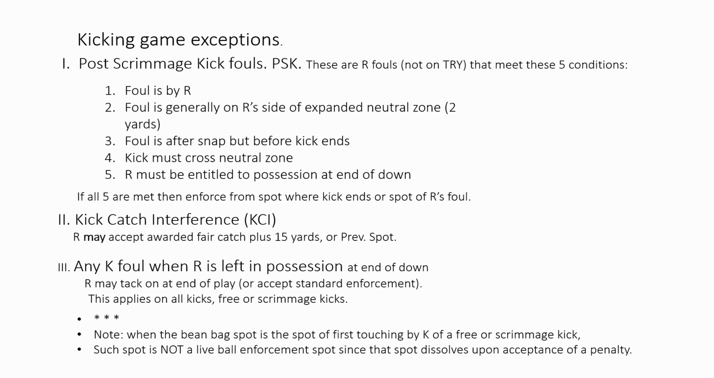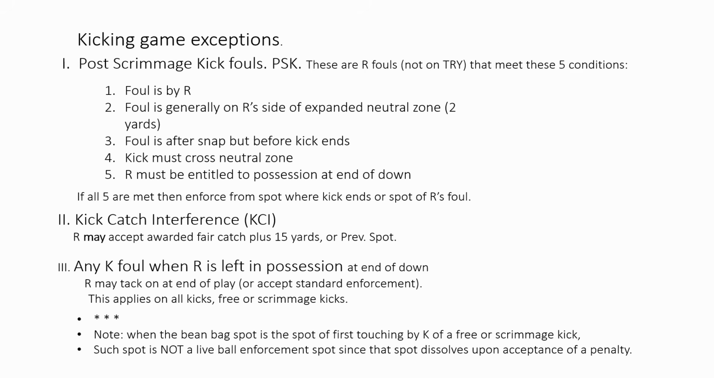of the down. If all 5 of these conditions are met, then we enforce from the spot where the kick ends, or if R's foul is further back than that spot, then we have to enforce from the spot of the foul. That's why we have to have a beanbag down to mark the spot where a return begins and the kick ends. So if the punt is caught at the 17-yard line, then we have a beanbag at the 17, and we apply post-scrimmage kick fouls from the 17 unless the foul occurs further back, then it would be a spot foul.